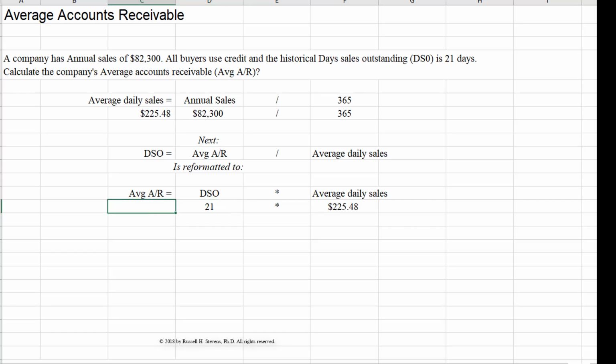Highlight the workbook cell directly under Average Accounts Receivable, type in an equals sign, highlight the 21, type in an asterisk denoting multiplication, highlight the 22,548, and press Enter. The average accounts receivable is $4,735. Please notice the note about denominations. If these were millions, all the dollar numbers would need to be millions. The same would be true of thousands.